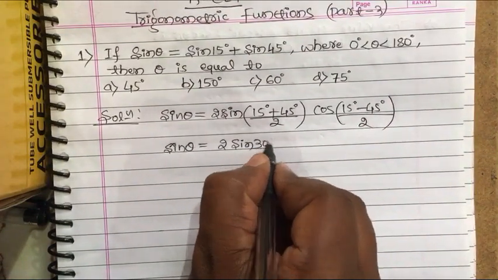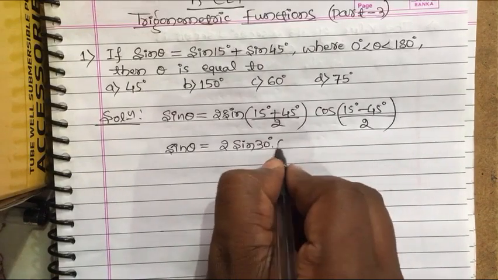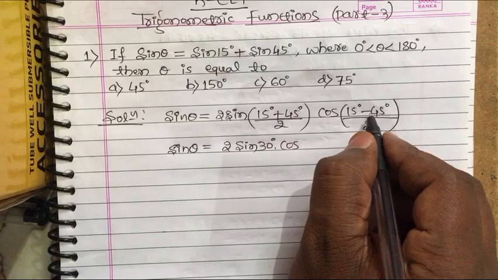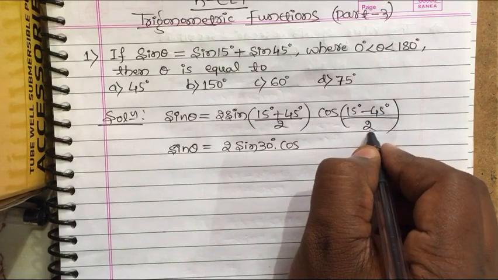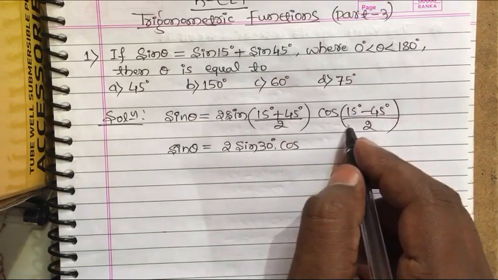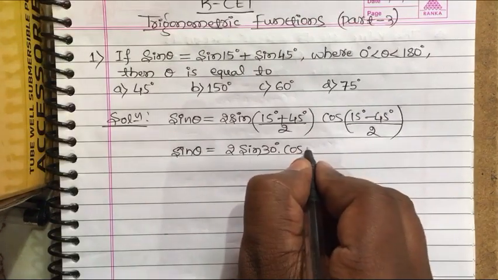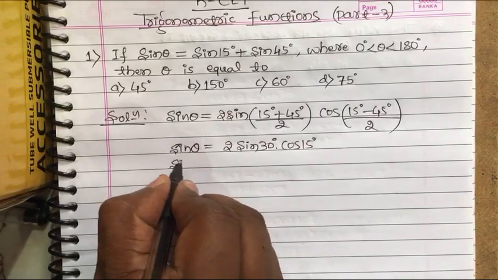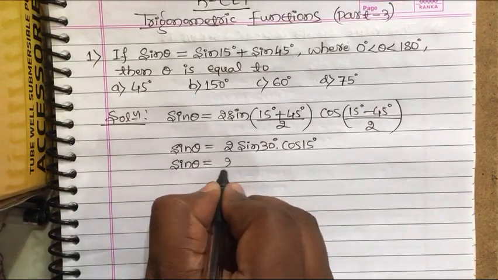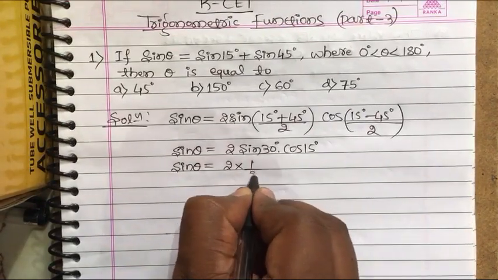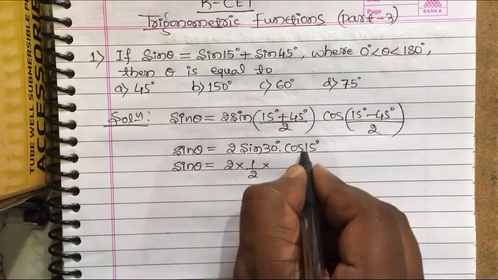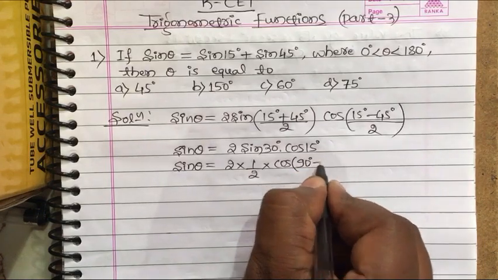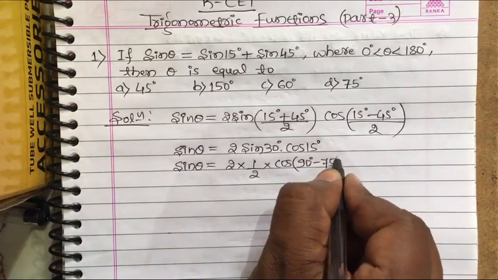So we get sin 30 degree into cos of 15 degree minus 45 degree, which will be minus 30 degree. Minus 30 degree divided by 2 will be minus 15. Cos of minus 15 degree will be cos 15 degrees. So now sin theta equals 2 sin 30 degree, whose value is 1 by 2, and then into this cos 15 can be written as cos of 90 degree minus 75 degree.